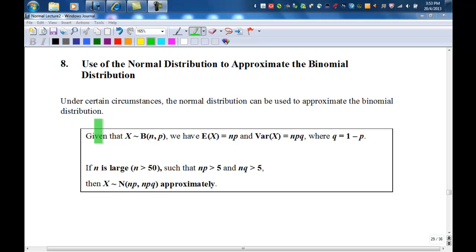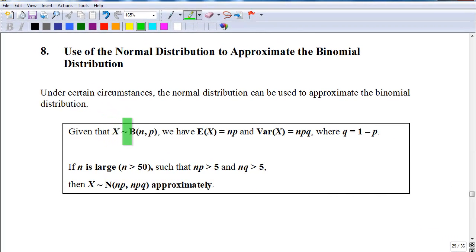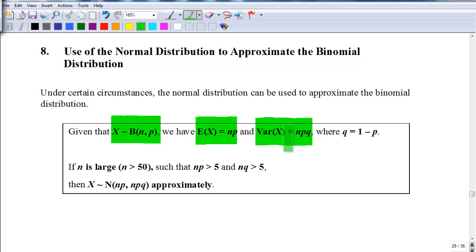We have seen from the application that when n is large, the binomial distribution follows quite closely to a normal distribution. But what are the exact circumstances that are required under the syllabus for you to make that approximation? It's all here in this box. Let's say I have a binomial distribution with parameters n and p, and the expectation of x is np and the variance of x is npq, where q is 1 minus p.